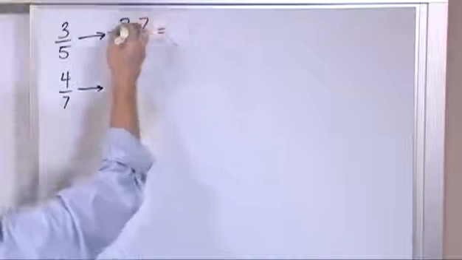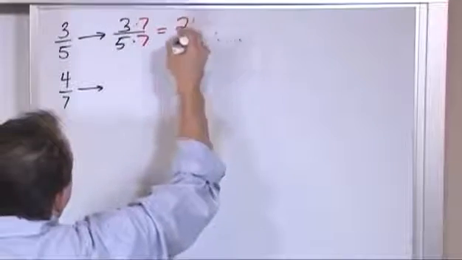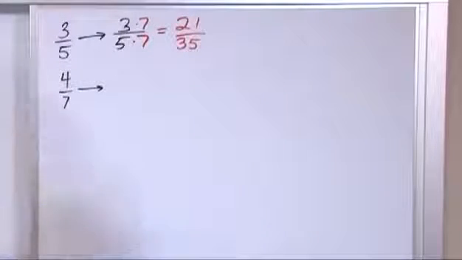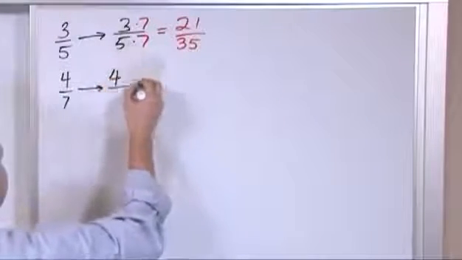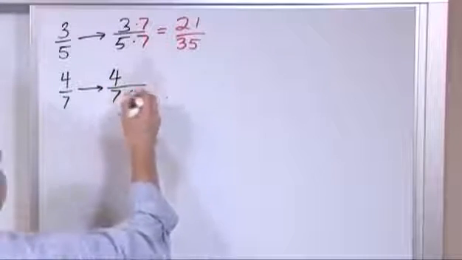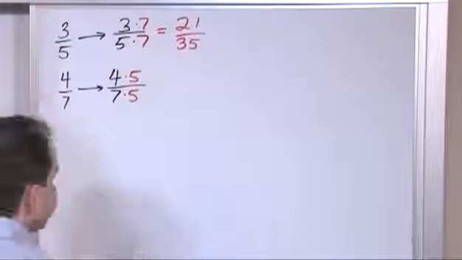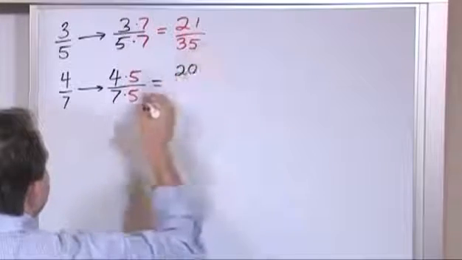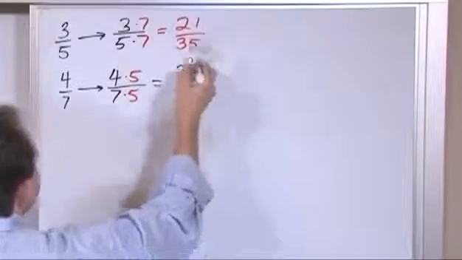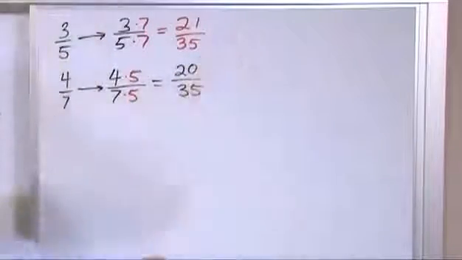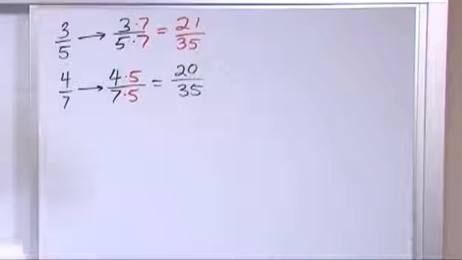And then this fraction would be 7 times 3 is 21, 5 times 7 is 35. So what I'll do here is I'll take 4/7. And because I'm trying to target 35, I'll multiply this by 5 on the top and the bottom. And so ultimately, 5 times 4 is 20, 7 times 5 is 35. So the two fractions that I started with that look different, now I have them in terms of a denominator that's the same, 21/35 and 20/35.